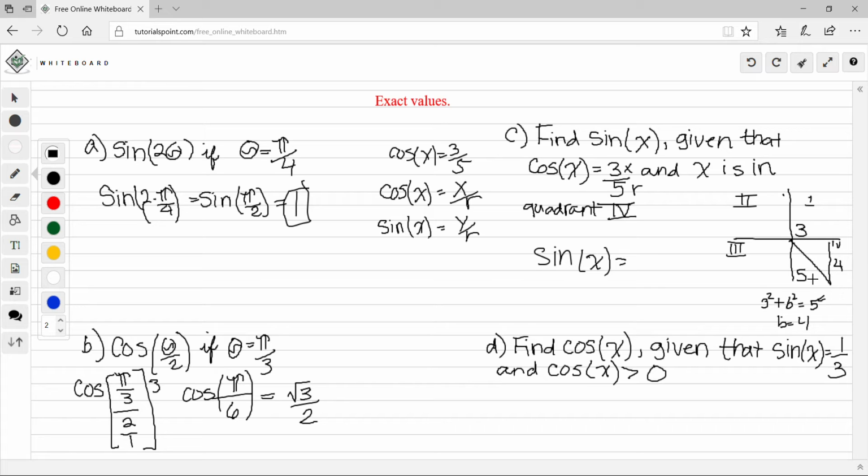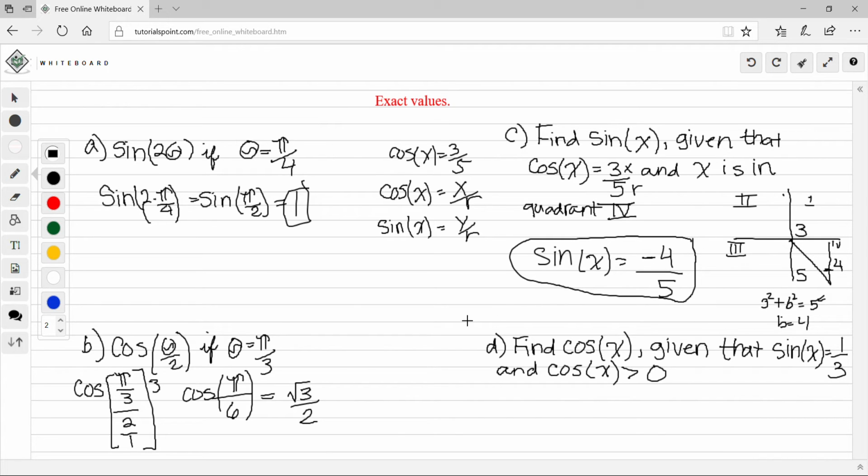So the y value is not going to be positive 4, right? It's going to be negative 4, because it's in quadrant 4, and the y value is always negative in quadrant 4, and then our radius is still 5. So that is our answer. Sine of alpha is negative 4/5.